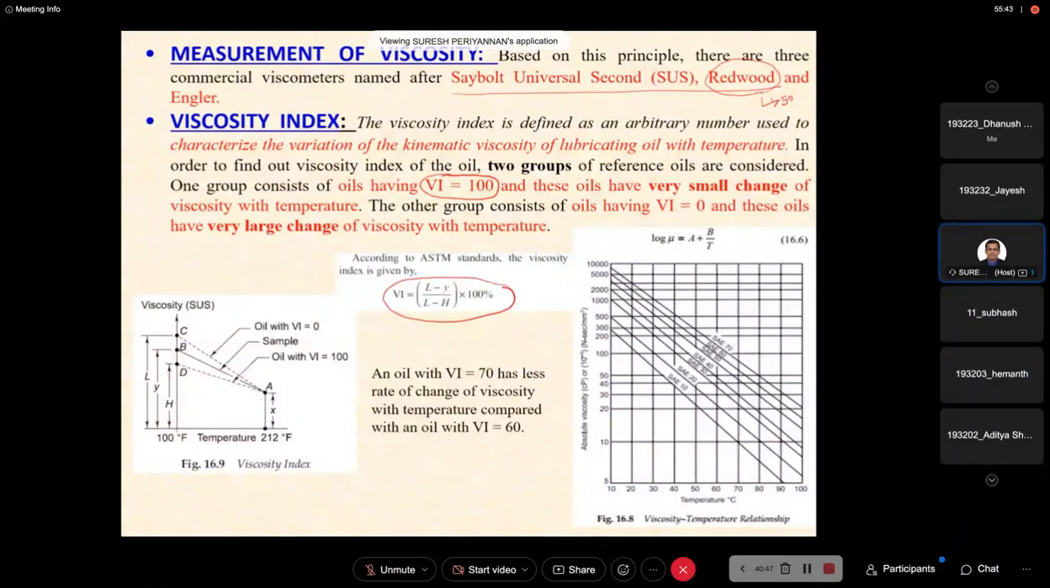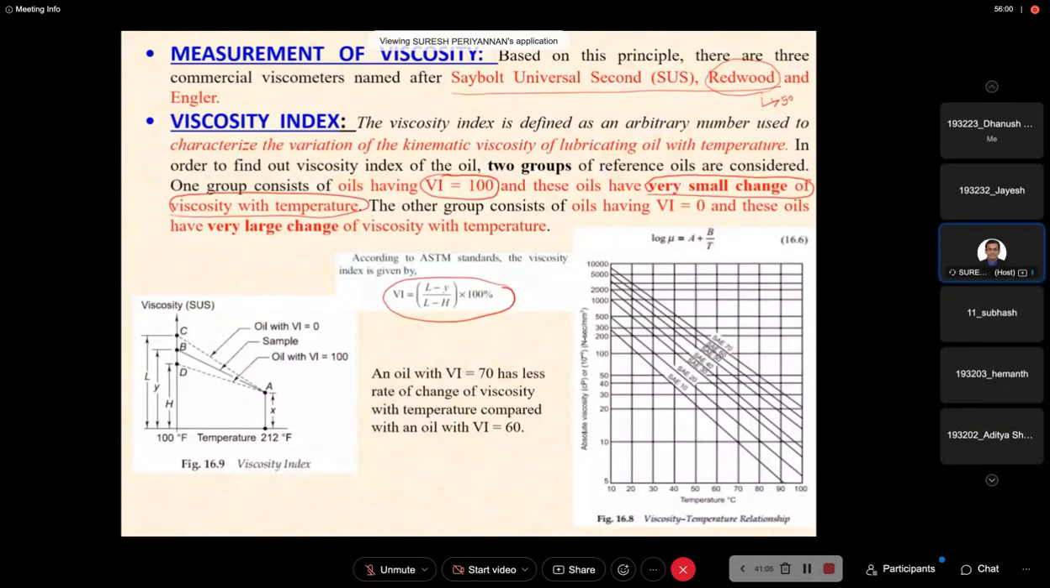This oil has a very small change of viscosity. A viscosity index (VI) of 100 means a very small change with respect to temperature. For example, I am taking oil X. The viscosity index of oil X is 100.